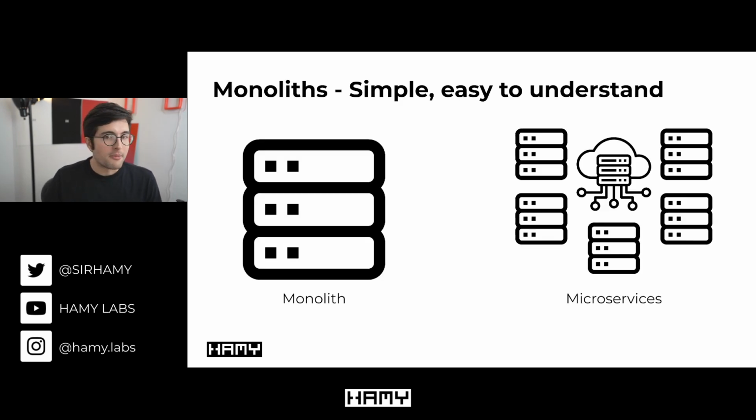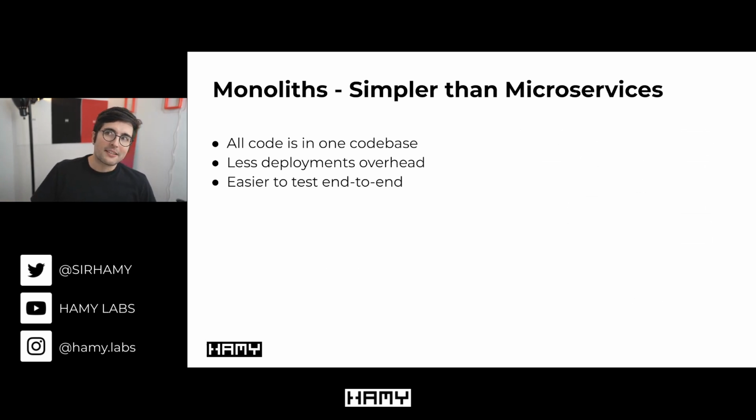So the truth is that monoliths are simple and easy to understand. It's harder to get much simpler than this. On the left, we've just got a monolith that's just one server, and then we look at microservices and wow, there's a lot more servers, it's just more complex. And when I think of some specific reasons why monoliths are a lot simpler than microservices, I think there's 3 big ones that often get overlooked.